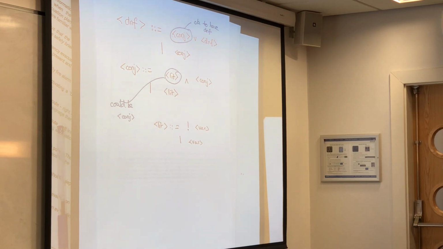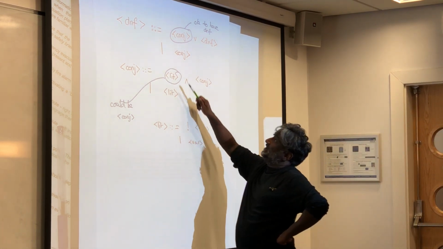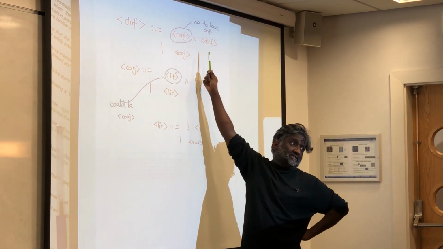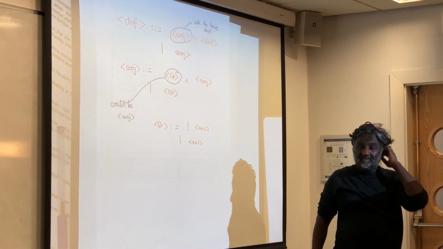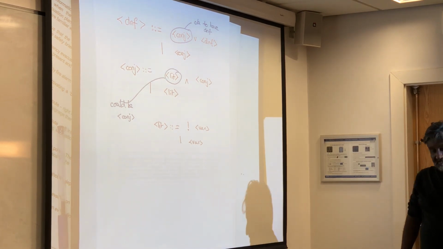Doesn't there have to be brackets around conjunction or DNF and conjunction, if that makes sense? Because otherwise, I think you could get A and B as a DNF, could you not? No, because if you look at DNF, it has to have an or in it, so you're not using this rule. But what if you just use conjunction?